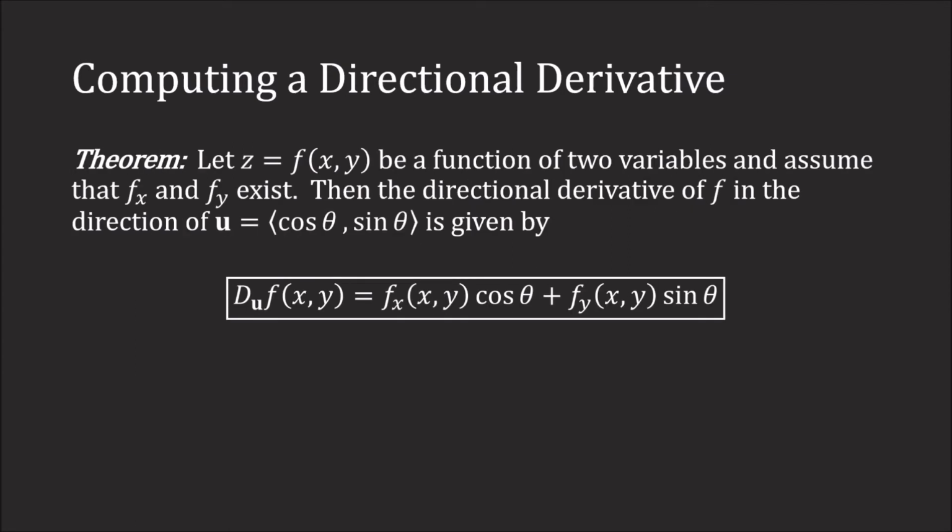We let z equal f of x y be a function of two variables and assume that f sub x and f sub y both exist. Then the directional derivative of f in the direction of u is given by f sub x of x y times cosine of theta plus f sub y of x y times sine of theta.